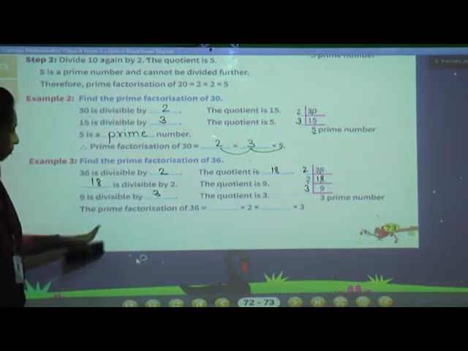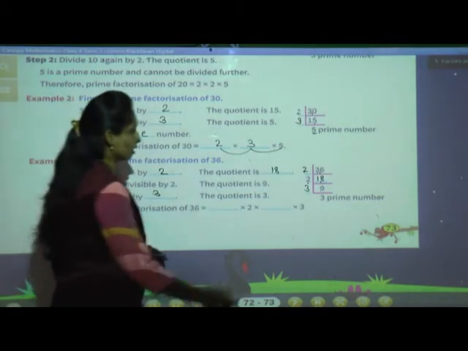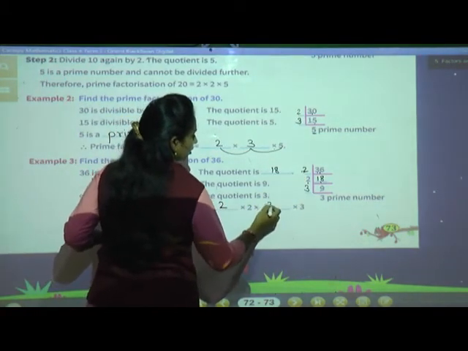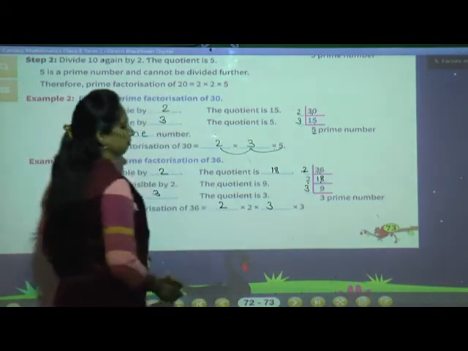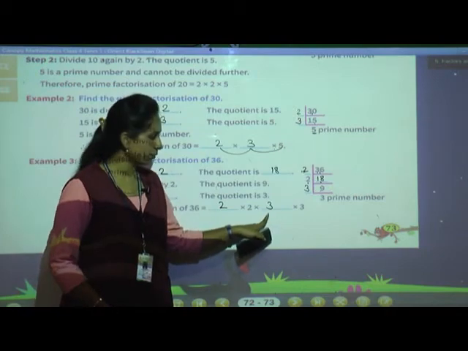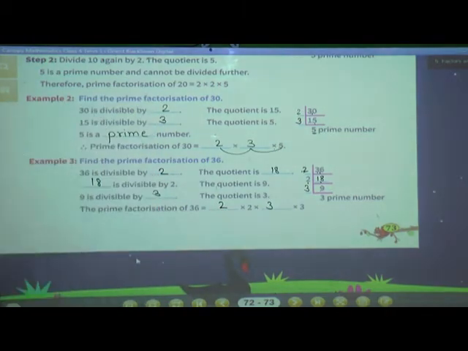So here the prime factorization of 36 is 2 multiplied by 2, multiplied by 3, multiplied by 3. Okay, you can cross check. 2 2s are 4, 4 3s are 12, 12 3s are 36. Clear? Understood? Yes. Now it's time to solve our exercise 5.8.